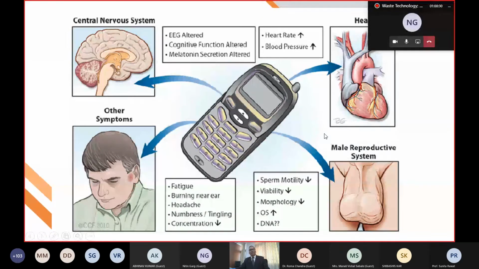And we have the habit of putting the mobile in the front pocket. This has been studied by a number of workers, and one of them is R.S. Sharma in ICMR, as well as Professor Bihari in JNU and DRDO people. They have shown that sperm motility has gone down, viability of sperm has gone down, and morphology, which is very important for fertility, has also gone down. These have all been impaired because of prolonged exposure of the tissue.